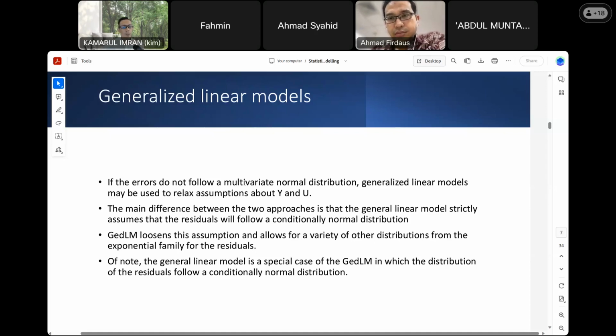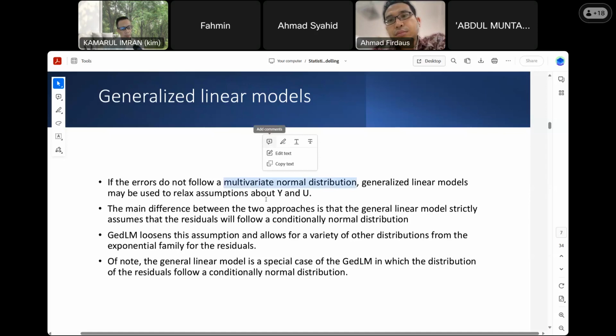So it follows a different distribution. It does not follow multivariate normal distribution. It follows Bernoulli, for example. So that's why you can't use general linear model. You have to use generalized linear model. Right. So what else? And then generalized linear model also loosens this assumption lah, the multivariate normal distribution. Okay. So right. Apa lagi?